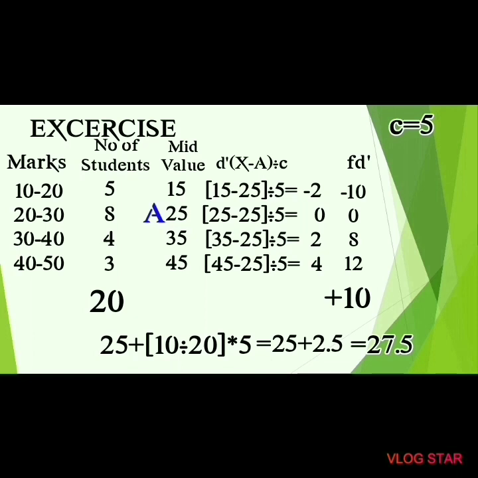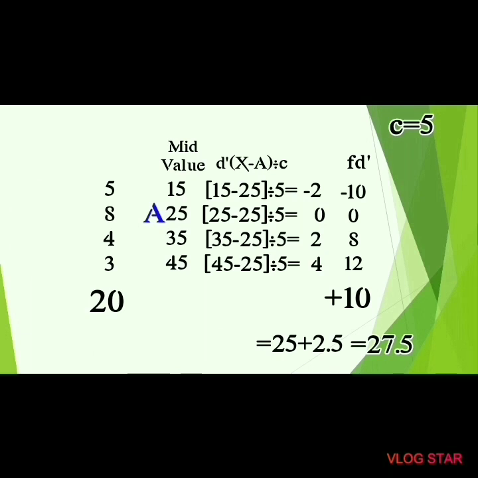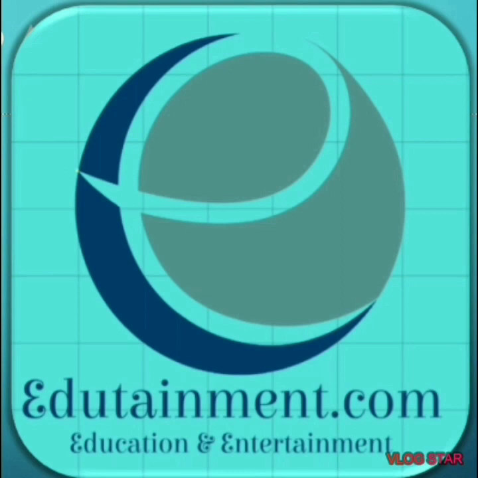Now apply into the formula. 25 plus 10 divided by 20 into 5. That is 25 plus 2.5, which is equal to 27.5. I hope this is clear to you.